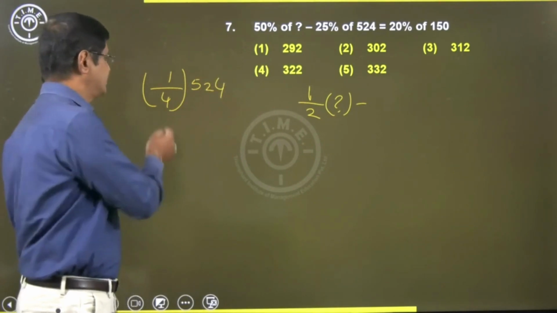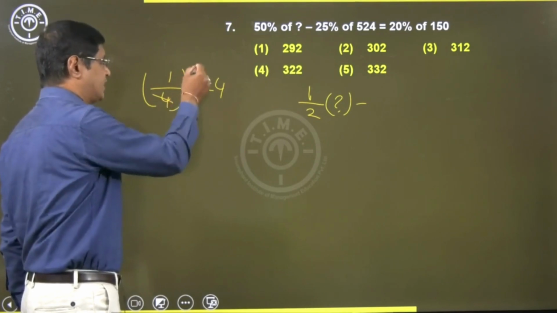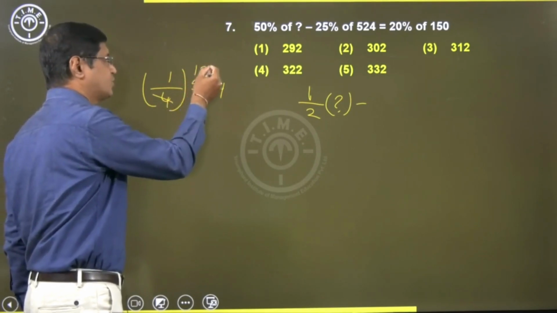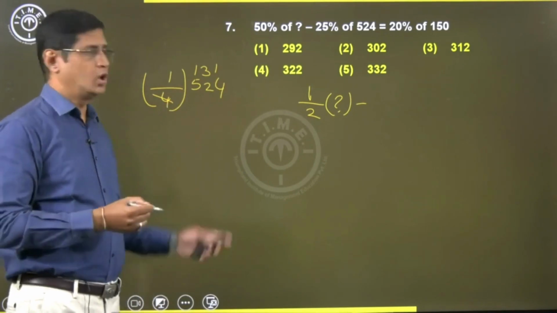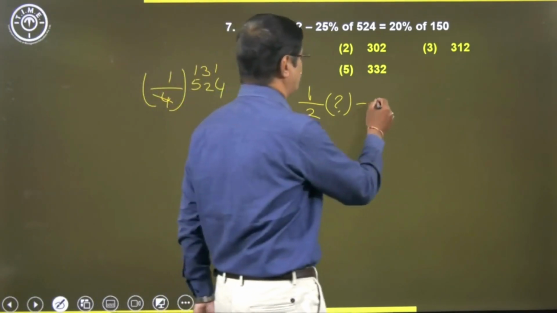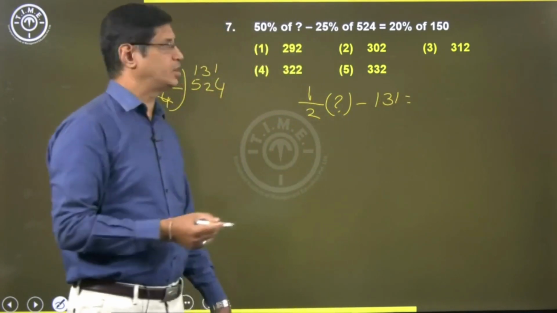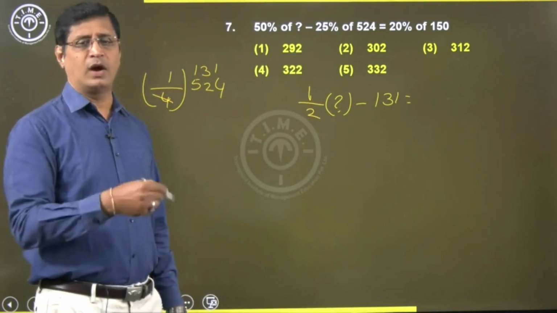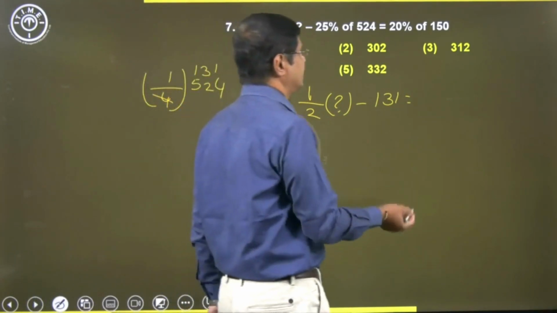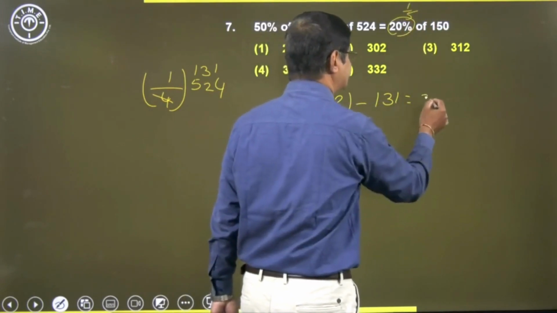Just to simplify this, how many times here? It is 1 time and 3 times and 1 time. 13 times of 4 is equal to 52 and 1 time 131. So minus 131 is equal to 20% of 150. 20% means 1/5 value. 1/5 of 150 is 30.